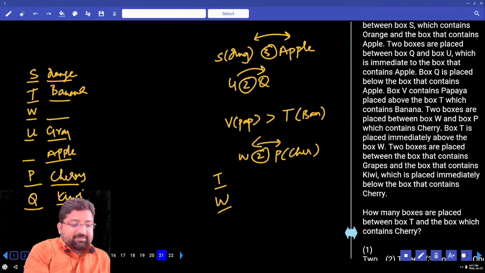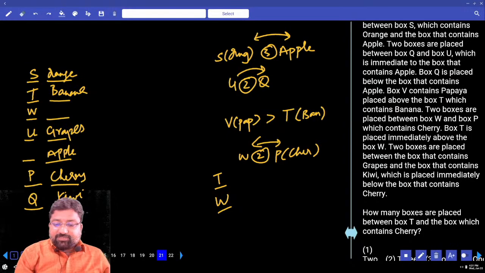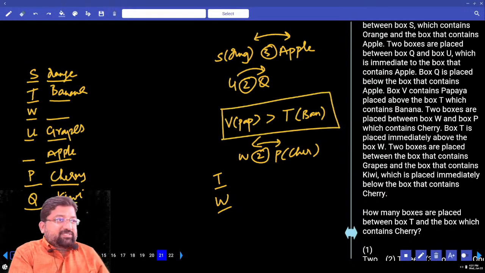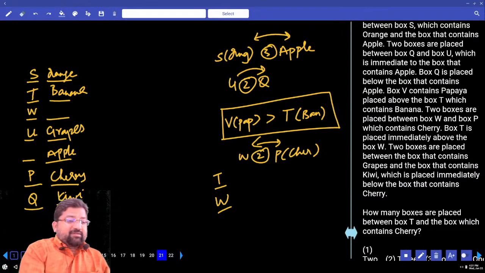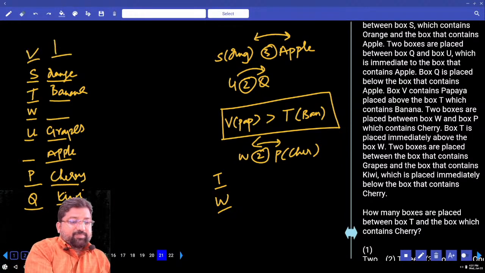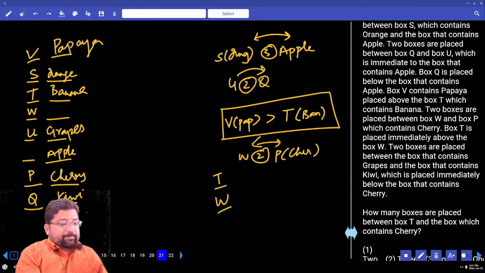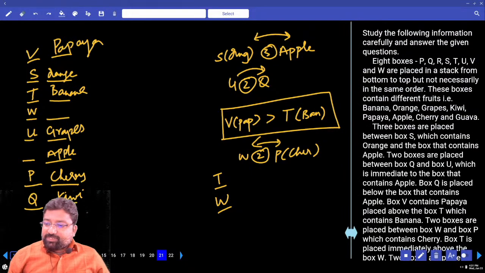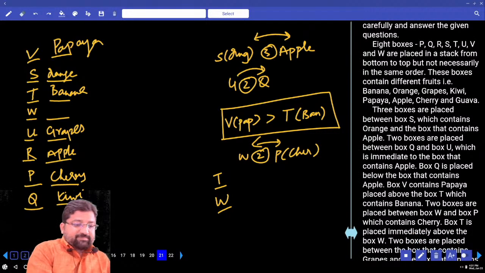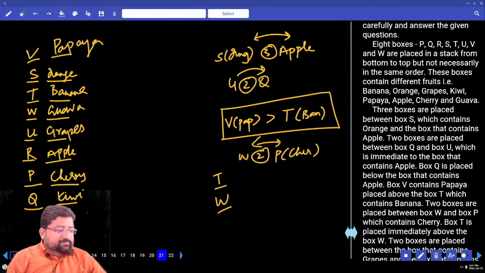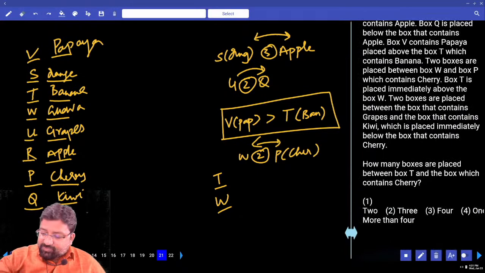This is grapes. And there is one point here, V who likes papaya. The box V which has papaya is placed above T banana. So there is only one chance. This is papaya. Clear? And who is the person left out? P, Q, R, S, T, U, V, W. R. There is one fruit that is left out. Guava. Clear?